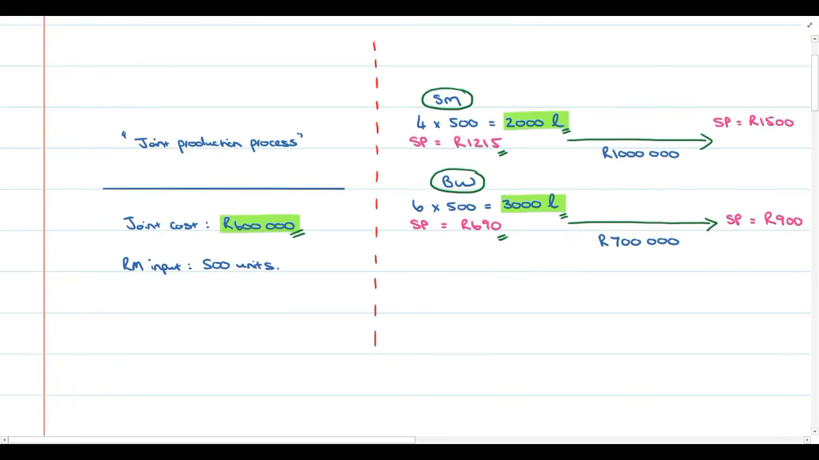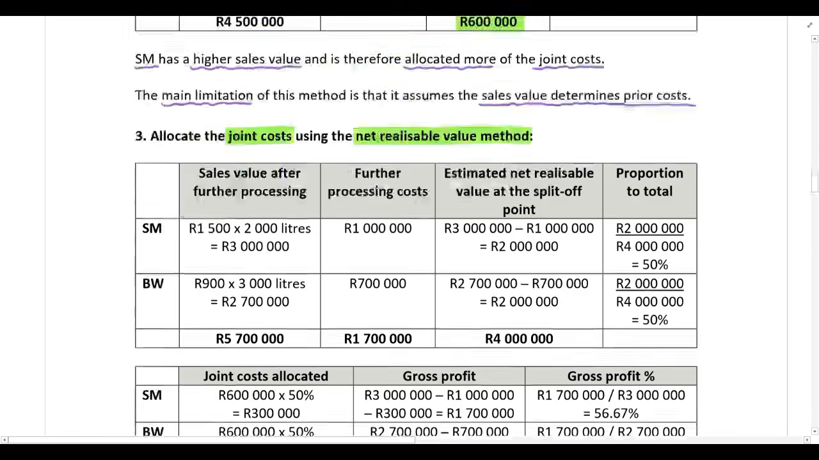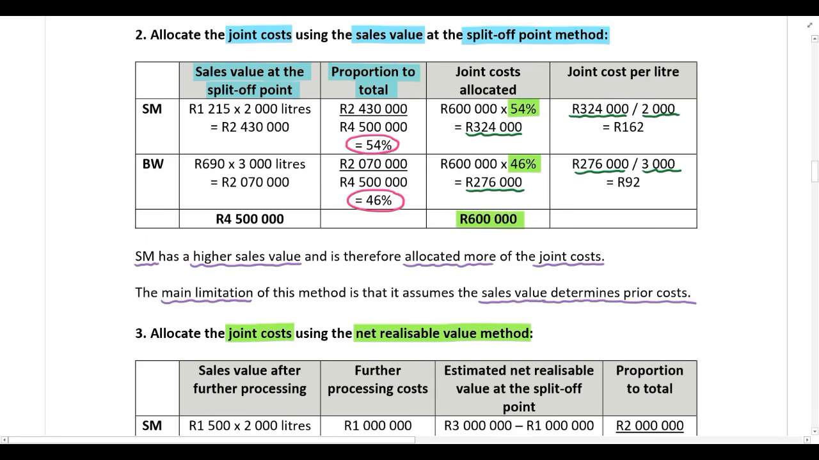In this example, the products could either be sold at the split-off point or after further processing. However, you might be faced with a situation where the products can't be sold at the split-off point and they must first be processed further before they can be sold. Now, in a situation like that, you won't have the sales value at the split-off point. So you won't be able to use the second method where we allocated the joint costs using the sales value at the split-off point method, because that information is obviously not available.